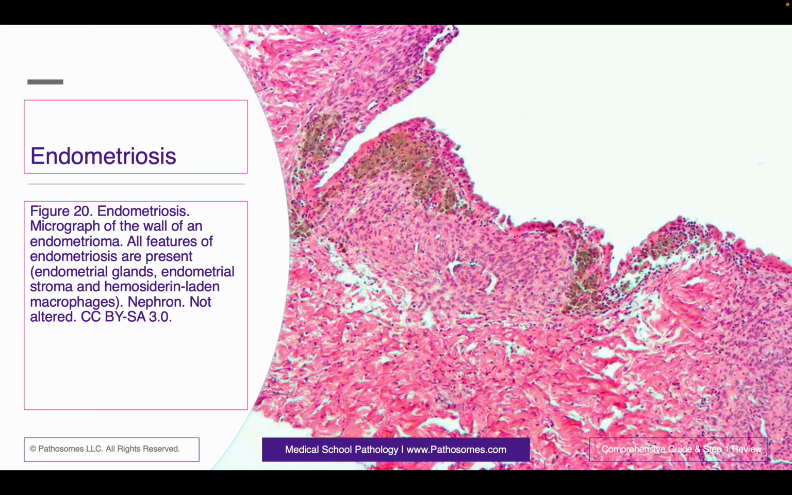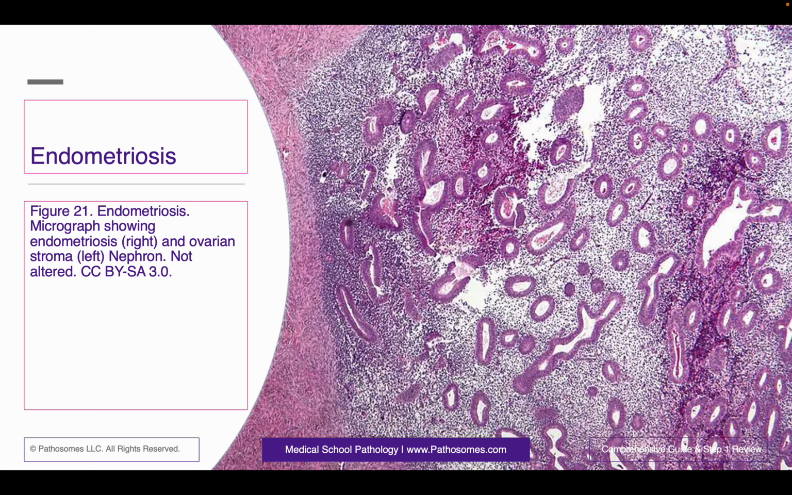Here we can see an endometriosis, particularly in this micrograph of the wall of the endometrioma. All these features of endometriosis are present, such as the endometrial glands, endometrial stroma, and even that golden brown there, that hemosiderin-laden macrophage effect. And here, amongst the numerous glands and the stroma, we notice that the endometriosis is occurring, right?